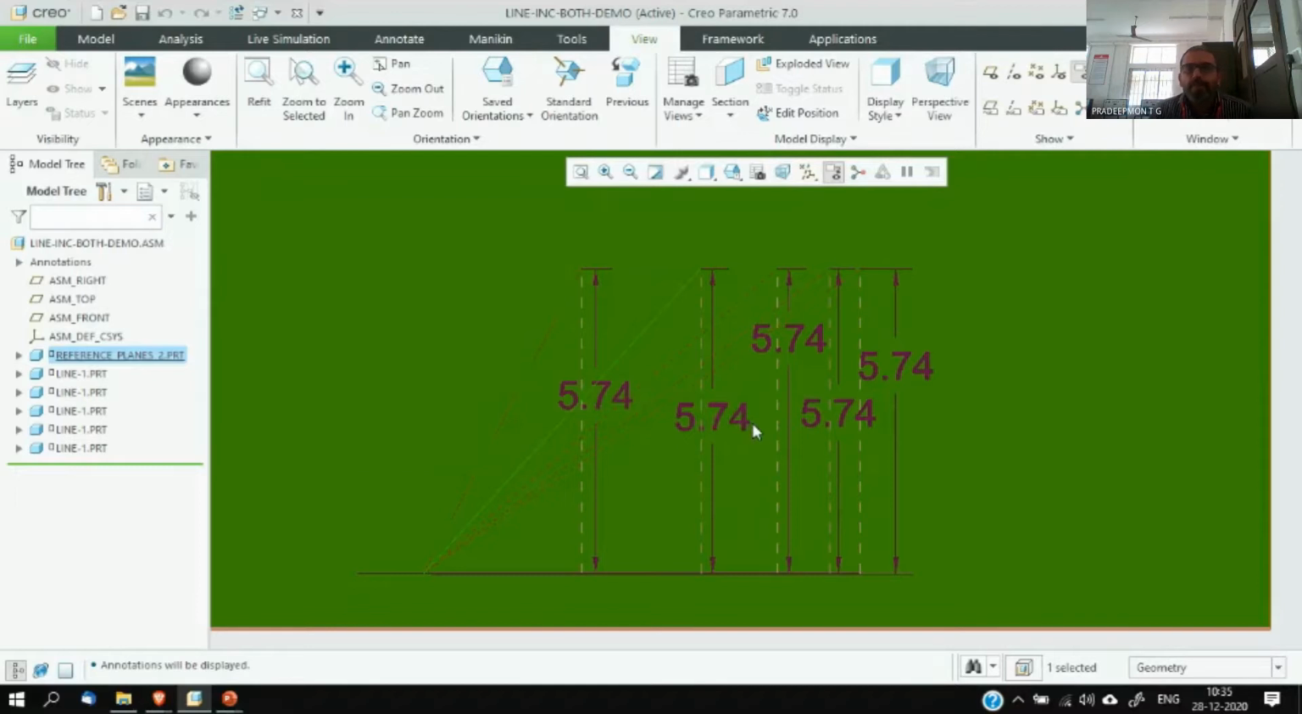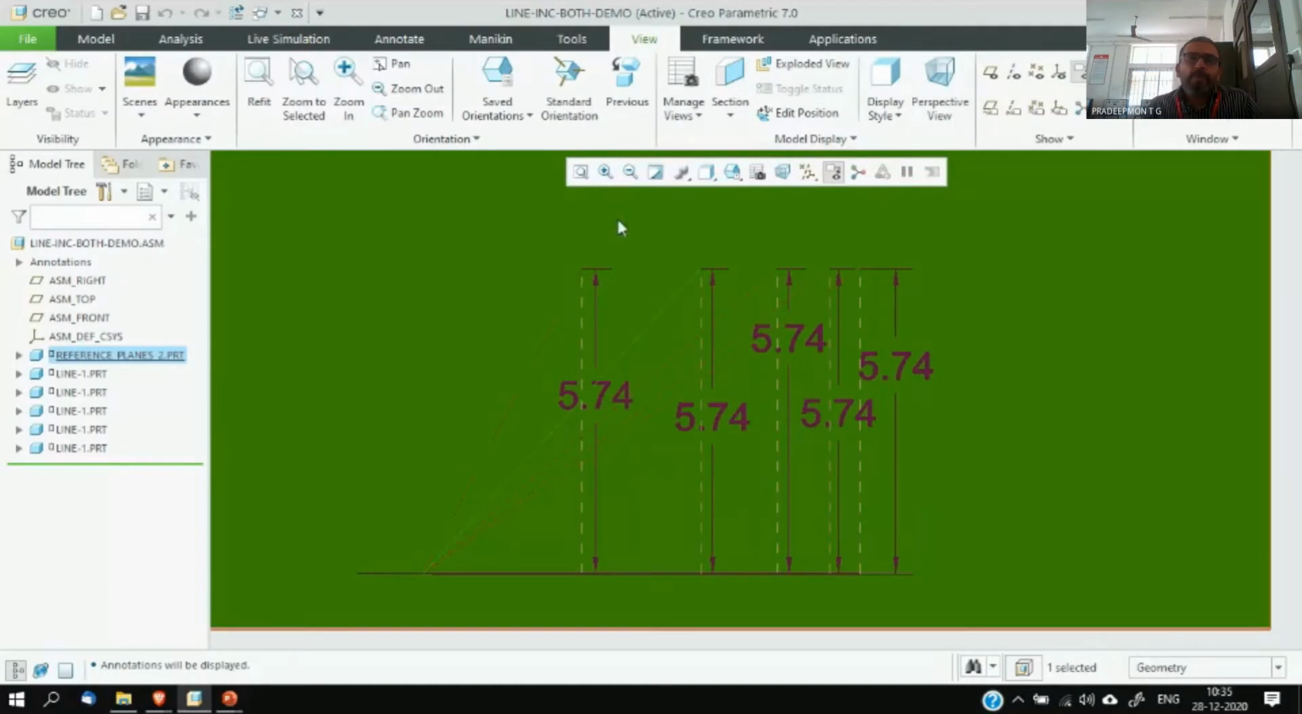If you calculate the 5.74, it will be some function of the true length, which is 10 that is taken, and the angle 35 degree. So it will be a constant. Since the 35 degree is constant, the height of the second endpoint from the HP remains the same, keeping the first endpoint fixed. This point is fixed. That is why this particular distance is the same, 5.74.